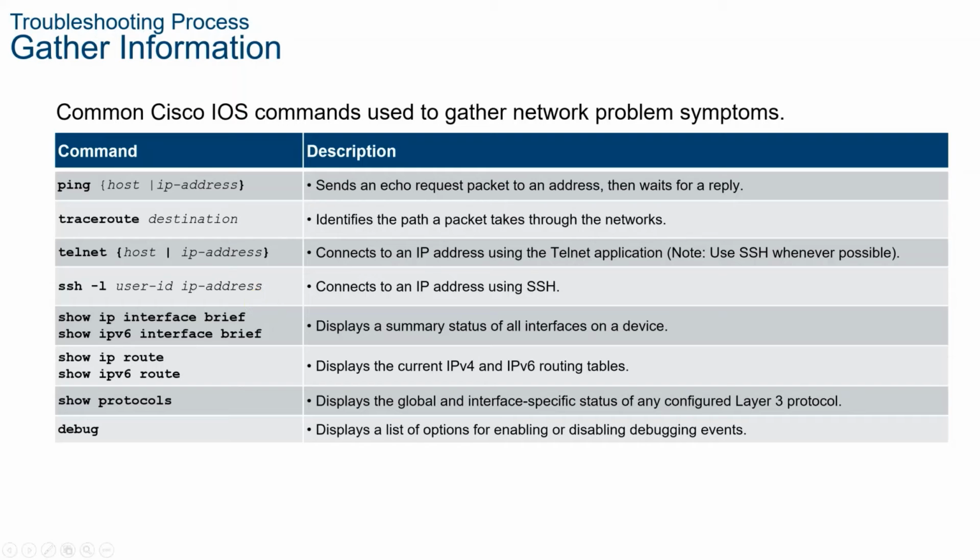Okay, so these are commands that you can use. Well, I always use ping, traceroute, and telnet, or even SSH. And show ip interface brief is a very useful command to display the status of all the interfaces. All right. So you could also use show ip route, okay, to verify that the routing protocols are working by referring to the routing tables. All right.